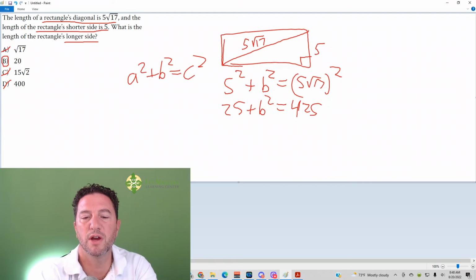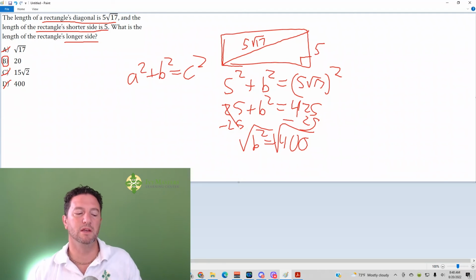425, and then you subtract your 25 from both sides, b squared equals 400, and if you take the square root of both sides, you do in fact get b equals 20.